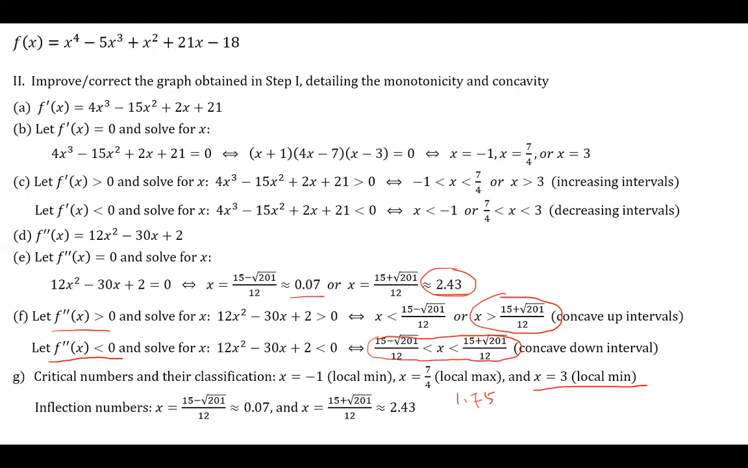Then let's check the inflection numbers. The first number is x approximately 0.07, because before and after that, the second derivative changes sign. The other number is 2.43, and before and after that, the second derivative also changes sign. Therefore, there are two inflection numbers, which are x approximately 0.07 and x approximately 2.43. Any questions?